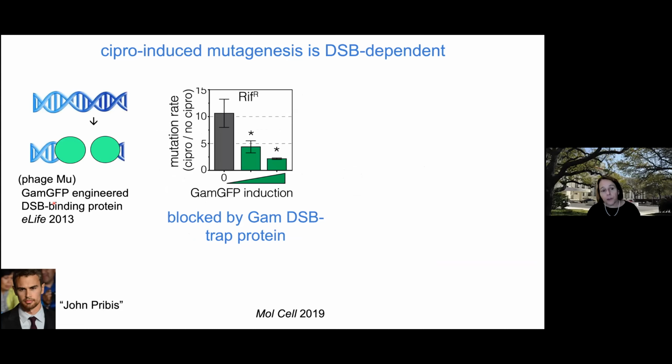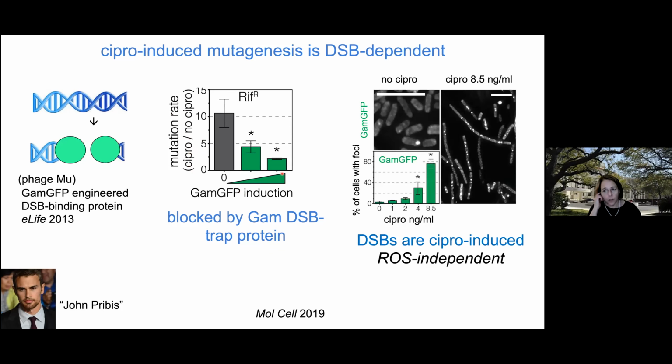John showed that if he expressed in cells a protein that we engineered that binds double-strand breaks but doesn't let them repair, when he induces that protein, GAM-GFP, the mutation rate, the rate of induction, cipro over no cipro, is reduced, which says that double-strand breaks are required for the mutagenesis. And here you can see them because this protein actually labels DNA double-strand breaks as foci. These are cells with double-strand breaks. You can see a focus here, that's no drug. And when you give the drug at this sub-inhibitory dose, you see plenty of double-strand breaks in these elongated SOS-inducing cells.